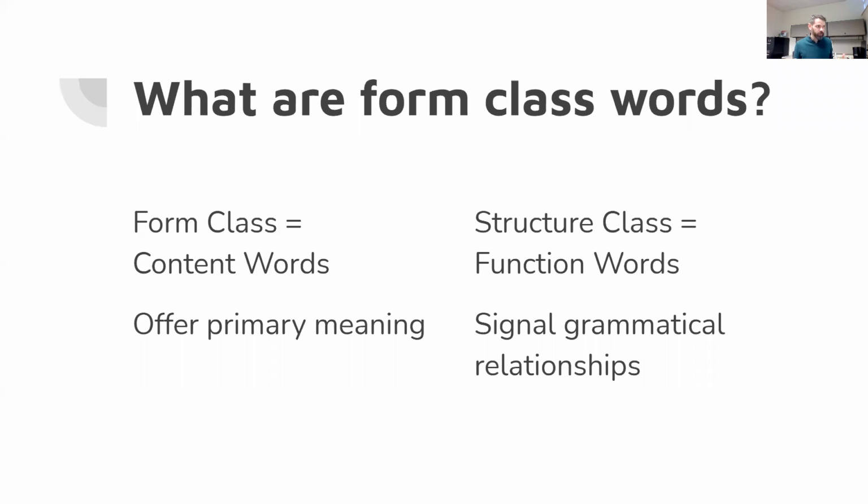So what are form class words? We could maybe define them by contrasting them with structure class words. Form class words, another name for that is content words. These are the words that offer the primary meaning when we're speaking English. In fact, in terms of pronunciation, when English speakers talk, they give emphasis and stress to the form class words, and they quietly or quickly say the structure class words.